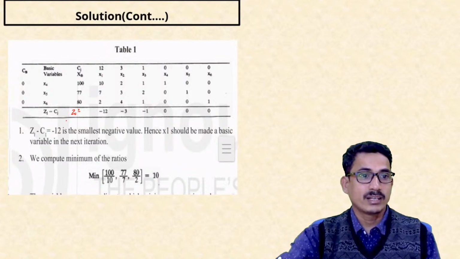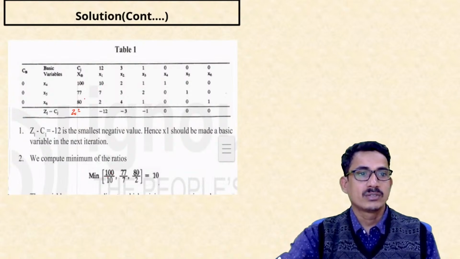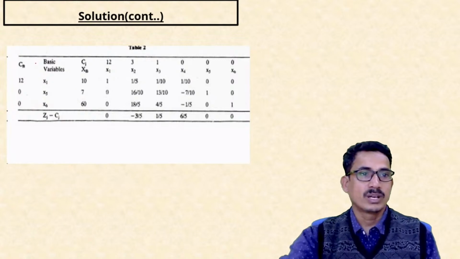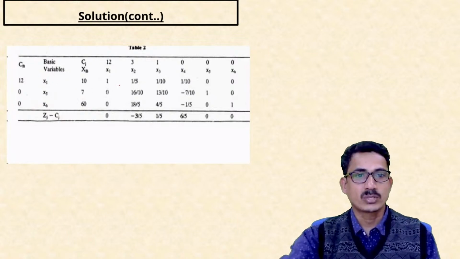And x1 is incoming, written here clearly. The same as which you have done. Which one is minimum, that will be outgoing. The minimum is 10. 10 means which one? 100 by 10. Right? So x4 is out for the next table. Which one is in? x1 is in, x4 is out. Check: whatever x4 was there in that place, you have taken x1.